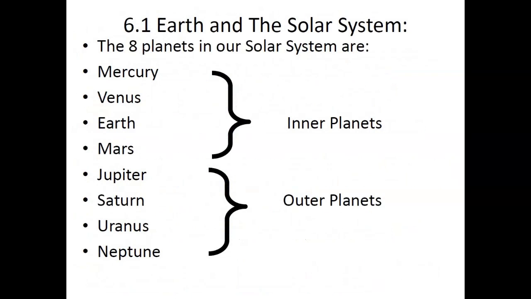The 8 planets in our solar system currently are Mercury, Venus, Earth, Mars. These 4 are known as the inner planets, whereas Jupiter, Saturn, Uranus and Neptune are known as the outer planets, and they are mostly gas giants.